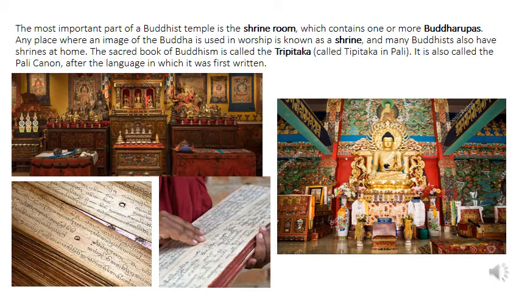Any place where an image of the Buddha is used in worship is known as a shrine, and many Buddhists also have shrines at home. The sacred book of Buddhism is called the Tripitaka, called the Tipitaka in Pali, which is the language. It is also called the Pali Canon, after the language in which it was first written.